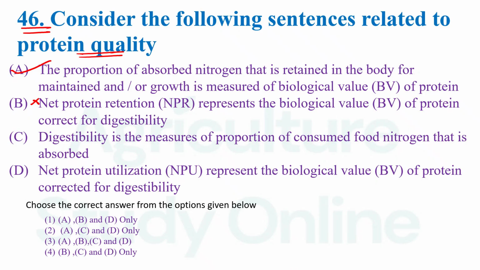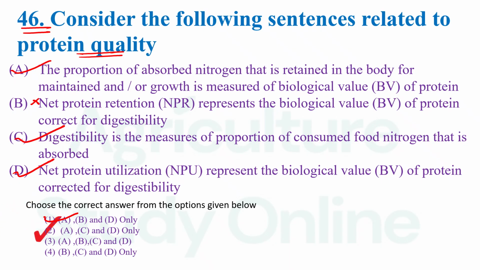Option C, digestibility is the measure of proportion of consumed food nitrogen that is absorbed. So this is the correct definition. Since we know digestibility is equal to the proportion of consumed nitrogen that has been absorbed. Option D, net protein utilization, it represents the biological value of the protein corrected for digestibility. Yes, this is the correct statement for net protein utilization. So correct option will be A, C, D. Option number 1 should be our correct option over here.